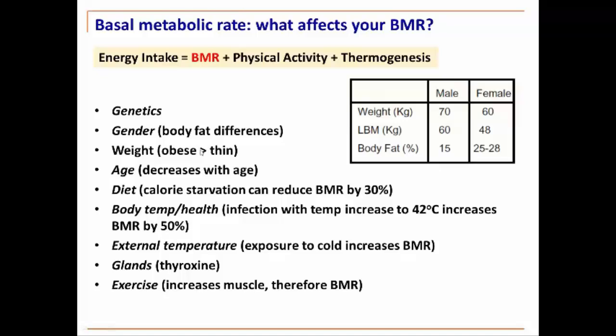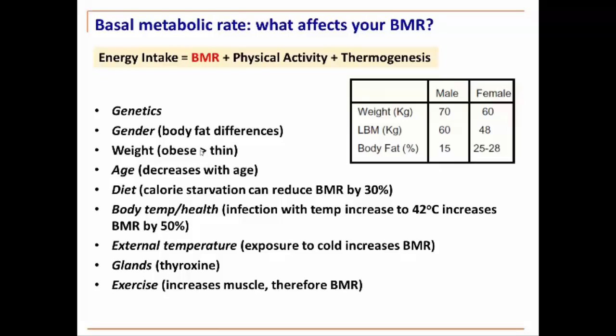Your weight plays an important role, so this is something that you can do something about, obviously. So these are things that you can change, but obesity obviously requires more energy than if you are thin, as a general rule. You see your basal metabolic rate decreases as you start to age. You have less skeletal muscle, for example. Diet, if you are calorie starved, so anorexia, for example, that can reduce your basal metabolic rate by 30%. You're starving yourself. The body is adapting to not require as much energy.